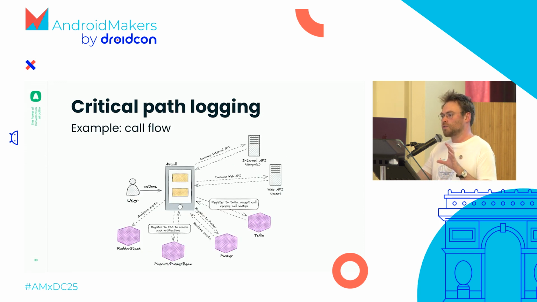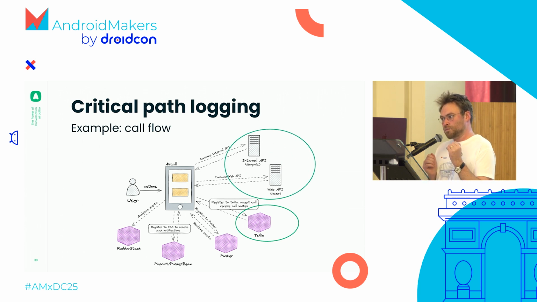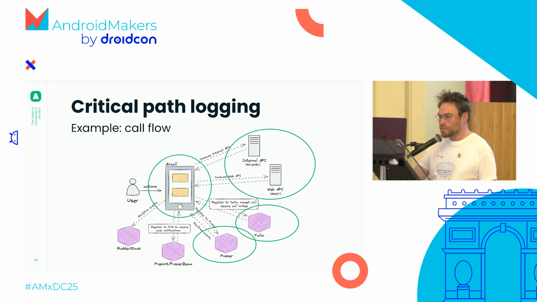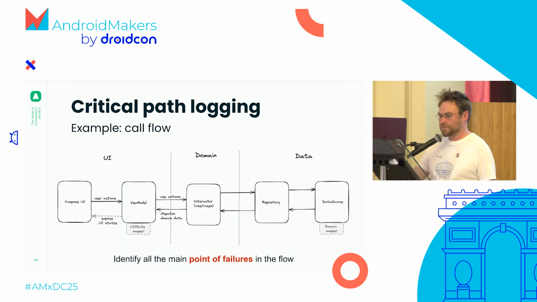So for example, inside our call flow, we have many points of failure that can happen. We are integrated with Twilio to handle all the voice things. We can have some points of failure inside our internal API, within GraphQL or within REST. And we can have some WebSocket issues with the integration we have, for example here with Pusher. So for this critical path, we have many points of failure in the application, and we need to be careful and send relevant logs within all these services.